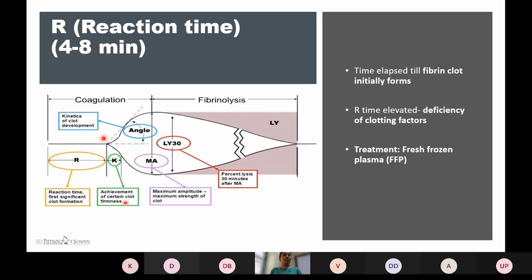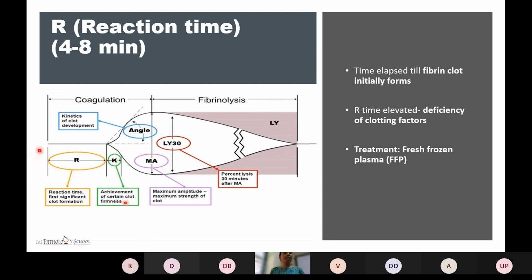So starting with R time, that is reaction time. You can notice this point. This is the point at which we are placing the blood in the oscillatory cup. And this is the time we are waiting for the blood to get coagulated. This is the point at which the first fibrin clot is formed. So the time elapsed between the placement of the blood till the formation of the first fibrin clot is known as R time, that is reaction time. Then comes K time.